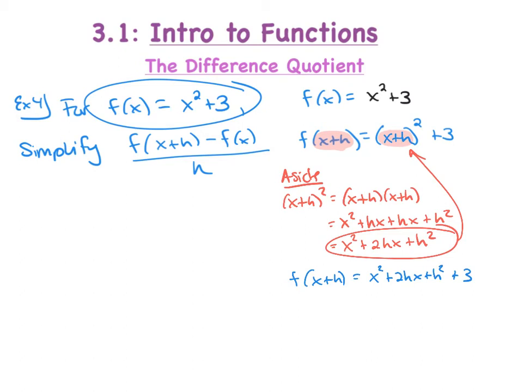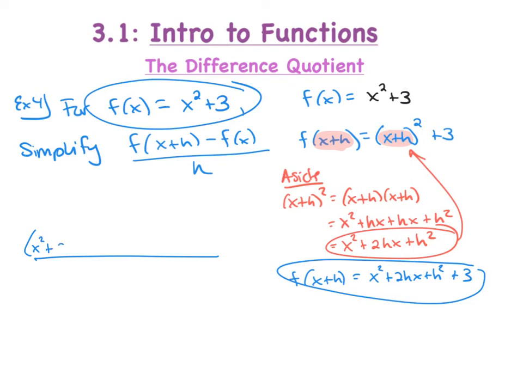Okay, so let's plug each of those pieces in to our difference quotient. The f of x plus h goes first. X squared plus 2hx plus h squared plus 3. The f of x goes next, minus x squared plus 3. And then just plain old h in our denominator. Okay, we've done actually the hard part of the problem. Now we just need to distribute our negative sign and combine like terms.